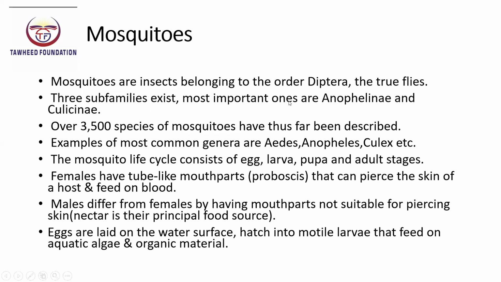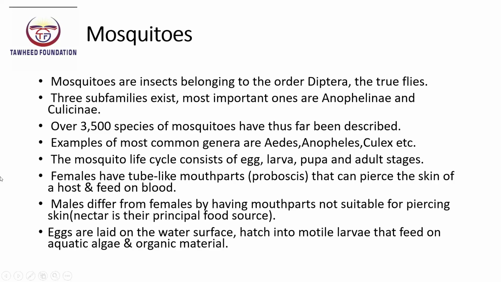Mosquitoes are insects belonging to the order Diptera, which is true flies. Three subfamilies exist; the most important ones are Anophelinae and Culicinae. Over 3,500 species of mosquitoes have been described. Examples of the most common genera are Aedes, Anopheles, Culex, etc. The mosquito life cycle consists of egg, larva, pupa, and adult stages.